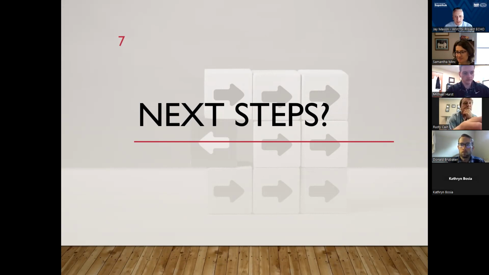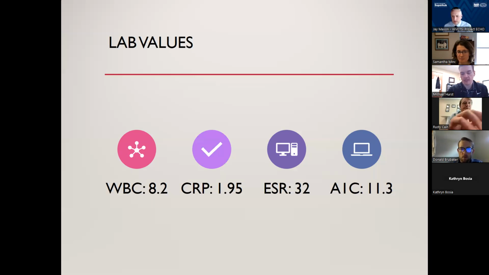Go ahead, Quentin. I see you unmuted. Yeah, I'd switched screens, so I missed a couple of first details, but did we get plain films? Great. Yeah.